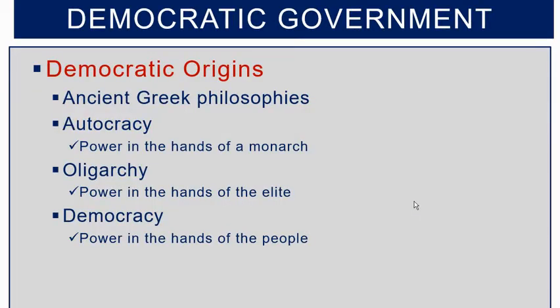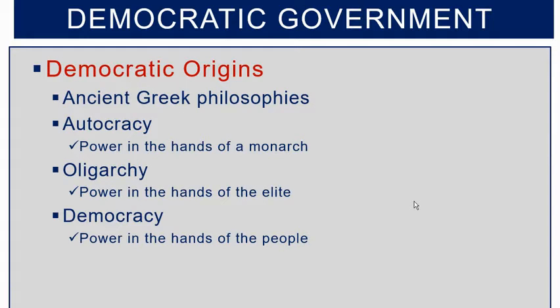Okay. Now, the theory of democratic government. There were lots of ancient Greek philosophies, and if you look at the Greek city-states, you'll see that several of them were ruled by various different types of government. You had at one extreme of that an autocracy, which is where you have the power in the hands of a monarch. In modern times, an autocrat can also be a dictator of some sort. It doesn't necessarily have to be a monarch or a king, but you have all the power concentrated in the hands of one person.